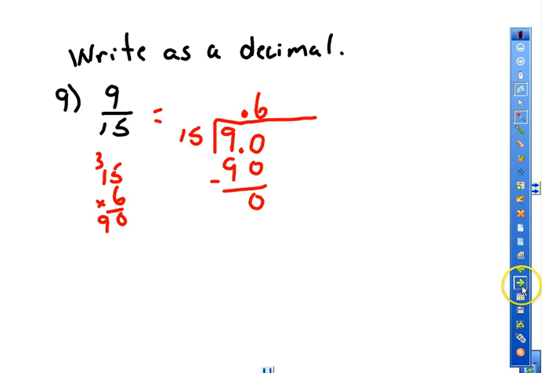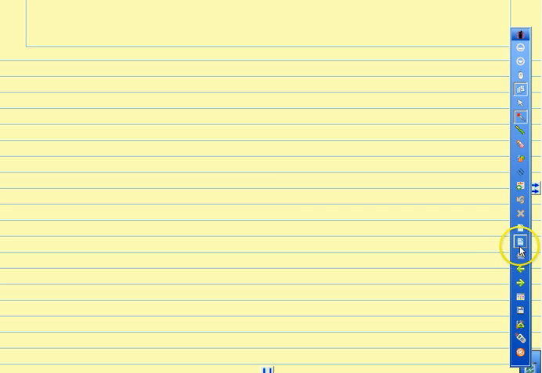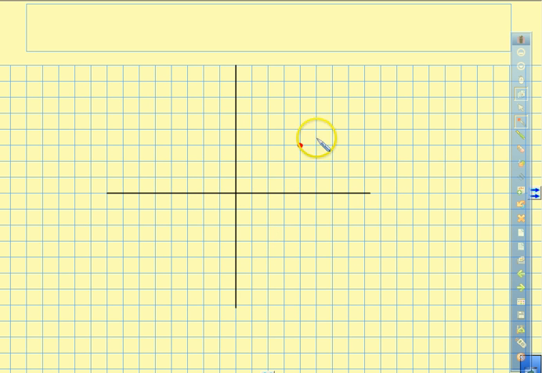So let's go ahead and do the next one. And it says name the ordered pair. Well, to do the ordered pair, and it says for point B, I'm going to make a chart here. Oops, I need my graph. So let me make a graph. Let me hit pause. All right, trying to find point B. You're to find the coordinates. So go ahead and find the coordinates of point B.